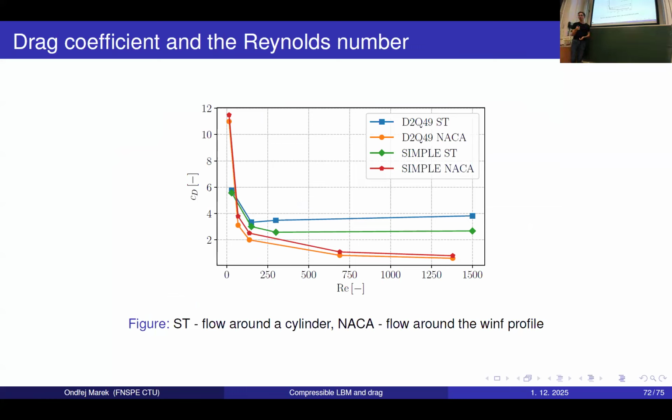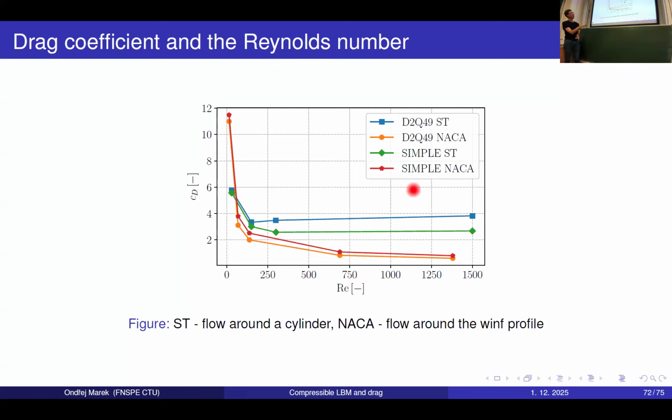Here is the final chart, with the two objects. The blue and green lines are the two methods used to model the flow around the cylinder. For low Reynolds numbers, low inflow velocity, they start with a drag coefficient around 6, and then it slowly decreases and then stabilizes at some value. Here, it might be useful to have more computation, so that's something to do in the future.